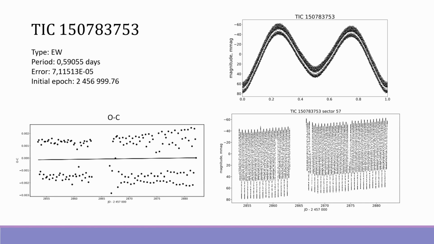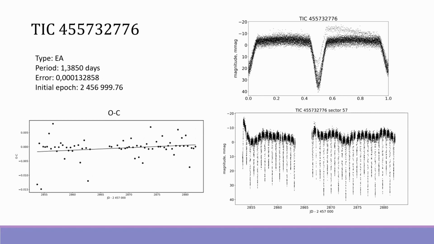The next star is a star with TESS identifier TIC 4557, which was previously classified as a non-variable single star. For our analysis of the star, we used data from one sector, TESS sector 57.